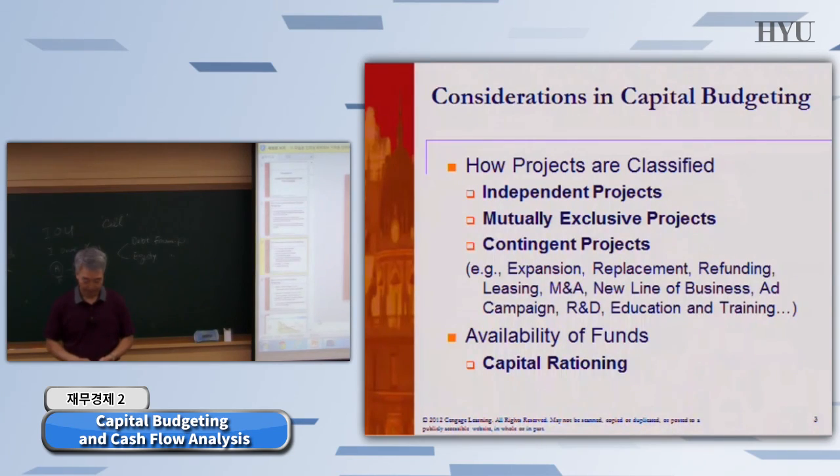Education and training. That's an interesting case, right? Education and training, what kind of project can it be? Yeah. Educating staff to work with new equipment. New equipment. Okay. So what kind of project is that? No, I'm talking about among the independent, mutually exclusive, and contingent projects, right? What do you think?